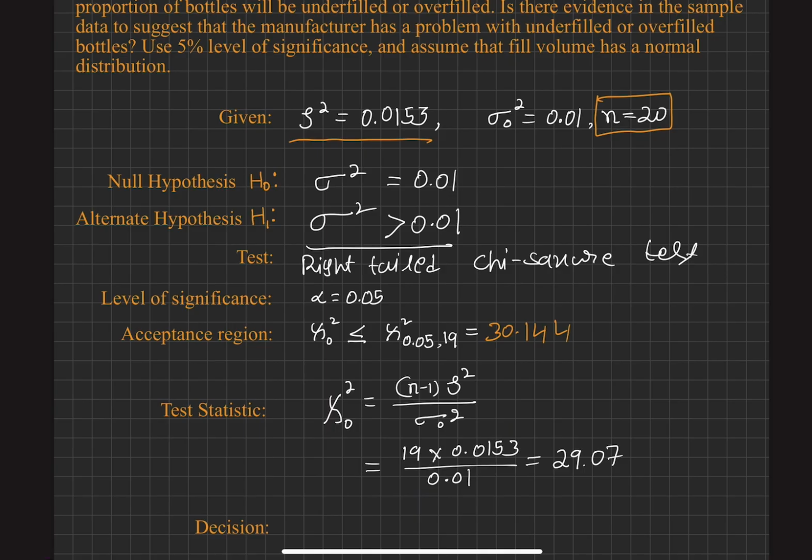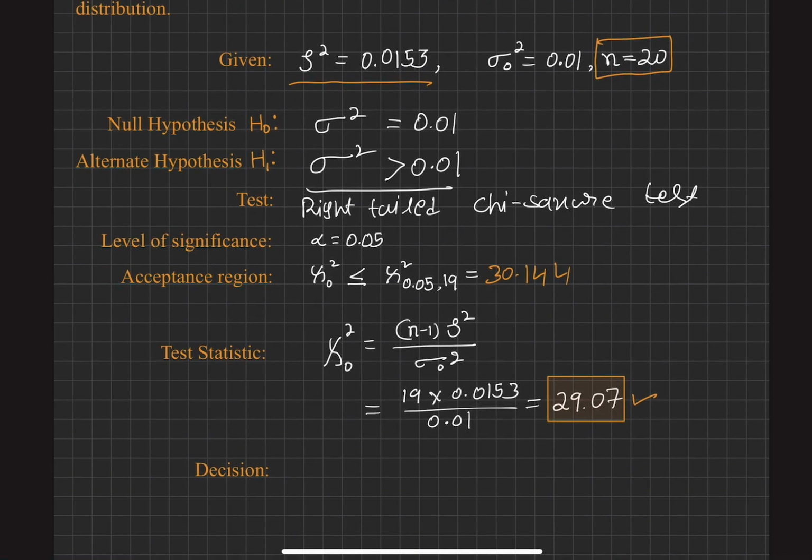Let us, from the given data, determine the chi naught square value using the test statistic formula, that is n minus 1 into s square by sigma naught square. And if we substitute and simplify, we will get chi naught square value as 29.07. Now with this chi naught square value, we can observe that chi naught square is less than the critical point here, that is 30.144.